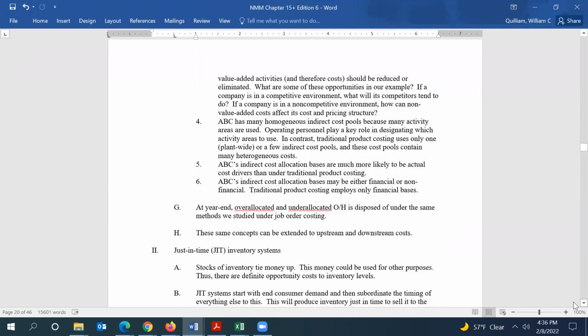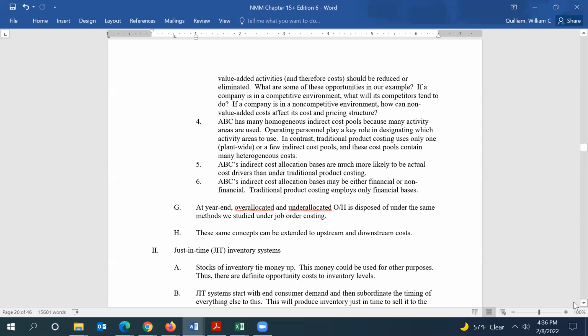And non-value-added activities, I will explain, and therefore costs should be reduced or eliminated. A non-value-added cost is one that adds no value. It adds no value in the customer's eyes. It adds no value in manufacturing. It does not make the product better made. A value-added cost would. We'll discuss those after a while. Well, we should try to eliminate non-value-added activities whenever we can. That's going to reduce our costs. So what are some of these opportunities? Again, number of parts.